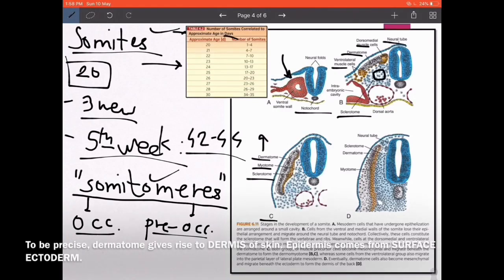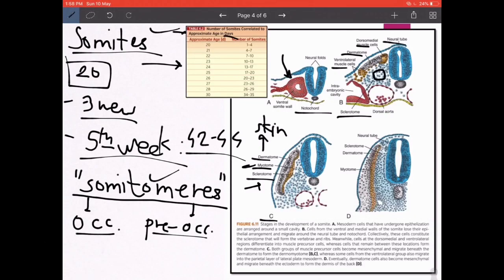The dermatome will give rise to the skin of the body wall, the myotome will give rise to the muscles of the body wall, and the sclerotome will give rise to the bony and the cartilaginous structures. Right? Now this black thing over here is the notochord. This blue thing over here is the neural tube. And this is the loosely arranged mesenchyme that is going to contribute to the axial skeleton.